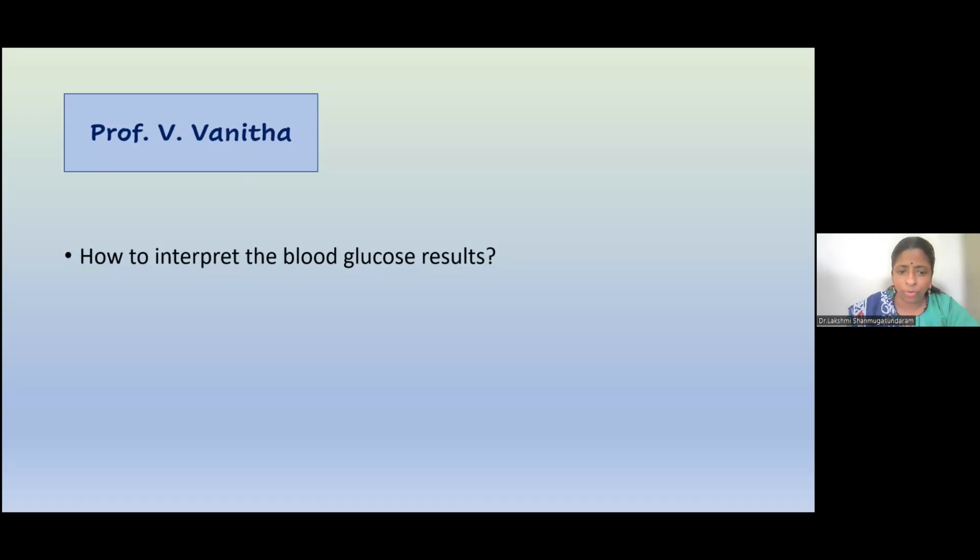Professor Vanitha, over to you, because we have done the test already. Anjalakshmi Madam has given us an introduction and asked us to look at numbers and make sure we stick to certain numbers for diagnosis. Would you like to remind our audience about the numbers that we are looking at when we come to interpretation?